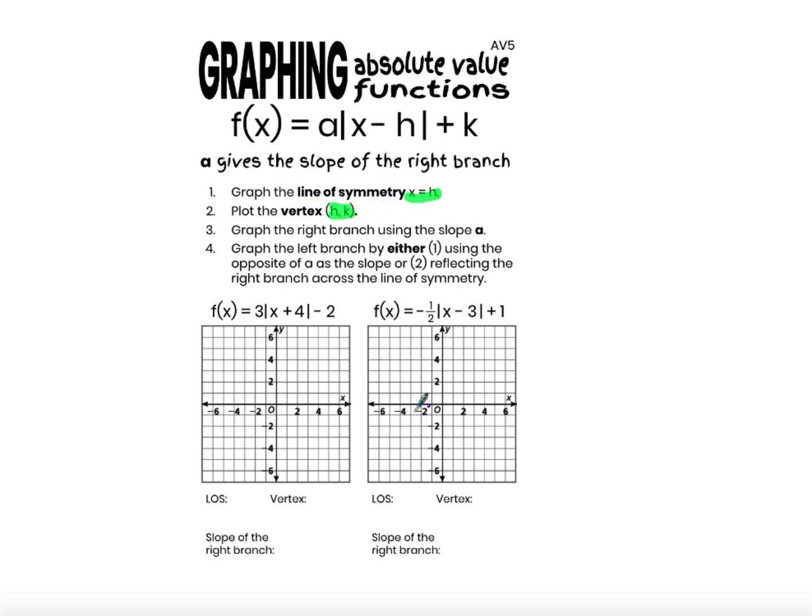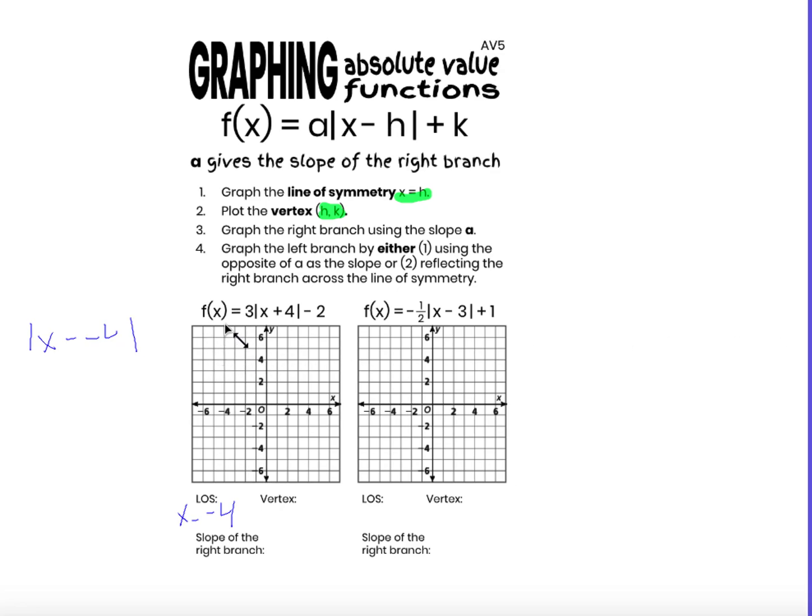So in this case, the line of symmetry, x equals h, is going to be x equals negative 4. So the line of symmetry is found from the opposite of what's inside the absolute value bars, and it may help you to think of x plus 4 as x minus negative 4. So the line of symmetry is drawn at x equals negative 4. And we're going to go ahead and draw that line of symmetry, a vertical line with arrows.